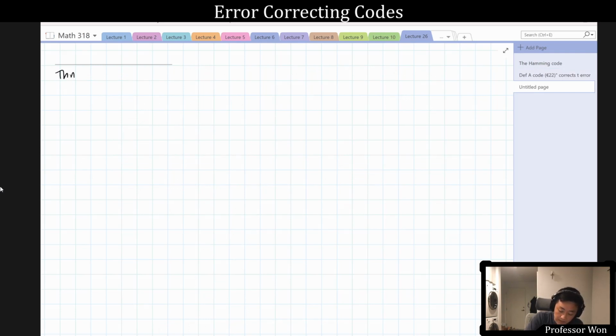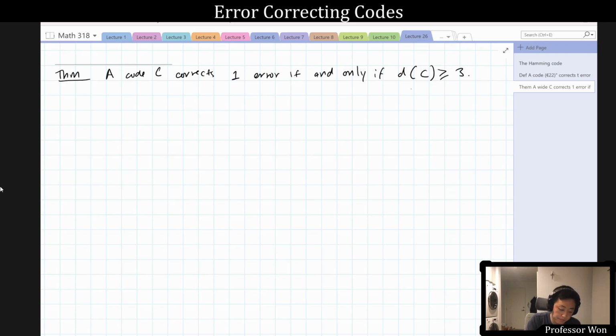So here's the theorem, and then I'll state a more general theorem later. A code C corrects one error if and only if the minimum distance between any two vectors in C is greater than or equal to 3. Okay, so the proof is, we essentially just gave it. So suppose, so I guess this is the backwards direction. So I'll prove the converse instead.